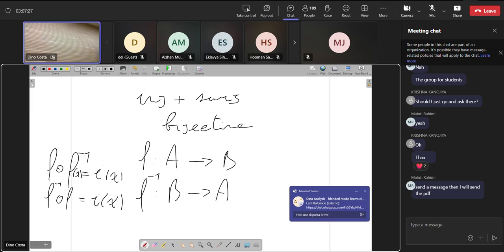Pay attention that if we use this notation in which A and B can be different, here we have to make a correction. Because this is the identity in A and this is the identity in B, that can be different. It is not necessary that A and B are the same.